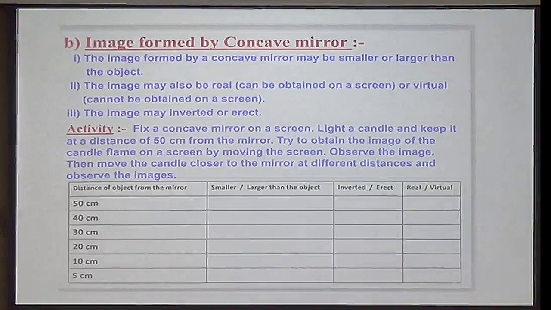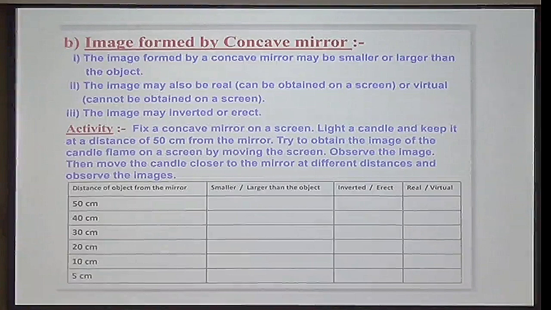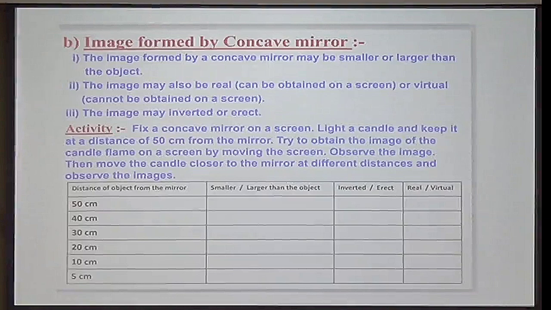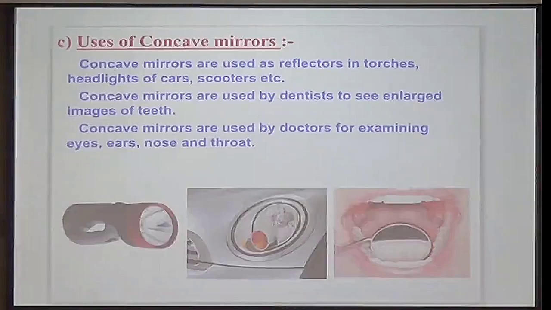This is another activity which we do and which is given in the book also. We take a concave mirror and we place the object at a certain distance, and then we see whether the image is smaller, larger, inverted, erect, or real or virtual. We see that the object when placed very close to the mirror always gives us a virtual image and always larger in size. The next is uses of concave mirror.